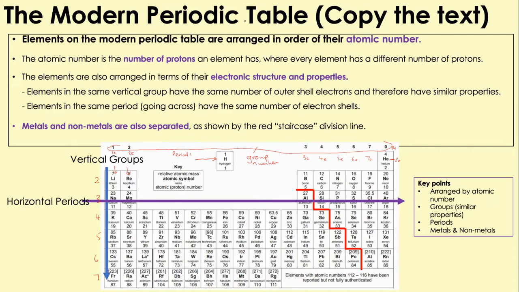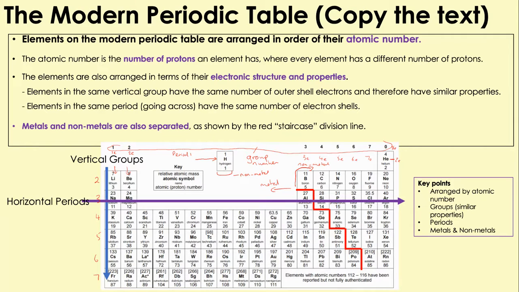And remember, we looked back in the first lesson of this unit, this red staircase here showed the division between the metals and the non-metals. So anything to the left of this is a metal, anything to the right, so this bit here, are non-metals, except for hydrogen, which is a non-metal. So sometimes hydrogen's put here, kind of floating in the middle, and sometimes it's put here. But regardless of where it's put, it's a non-metal.